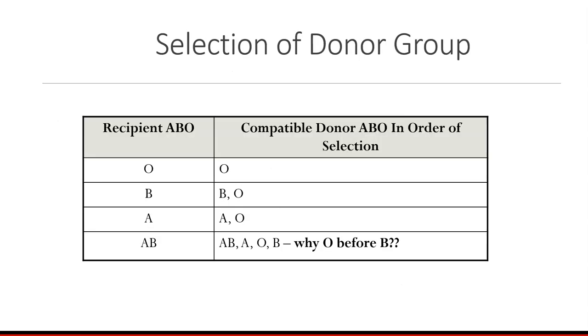So memorize this chart. For group O, unfortunately, they can only get group O. B, they can get B or O. A, A or O. AB is known as a universal recipient. They can get AB, they can get A. The next choice for transfusion will be O, and the last choice for transfusion will be B. Why O before B? Because we have a lot more A and O than we do group B. So we want to save group B for our group B patients.